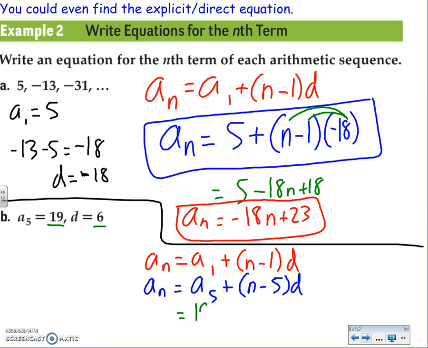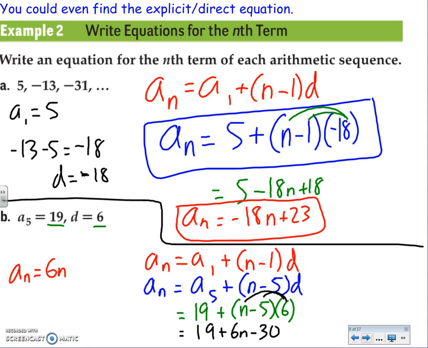So I plug these two in and simplify. So a sub 5 is 19 plus, we don't know n, minus 5 times d is 6. Let's distribute. So that's 19 plus 6n minus 30. And we can combine that. Our final equation is a sub n equals 6n minus 11.